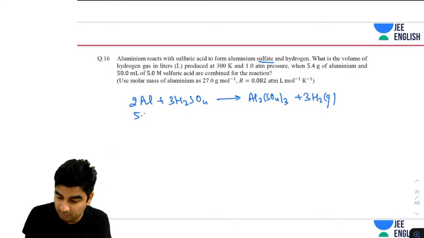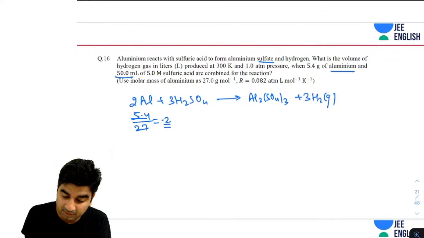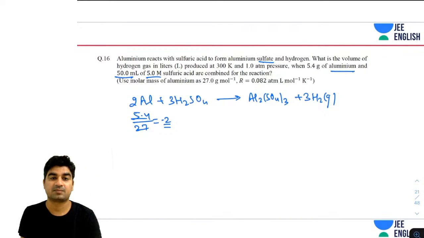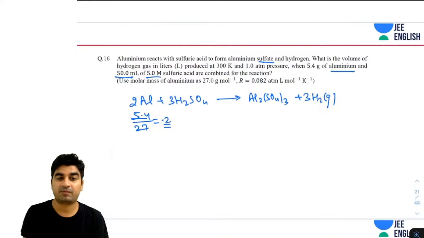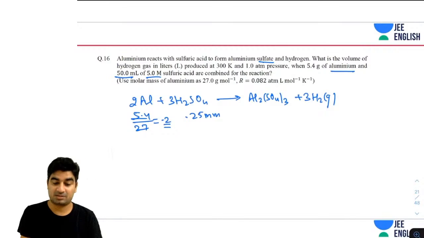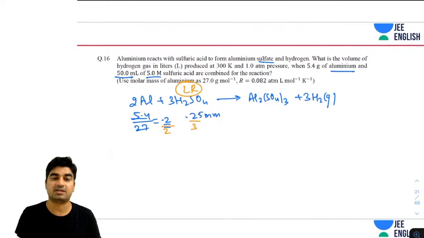So when they say 5.4 gram, it will be 0.2 mole, and 50 ml of 5 molar. So how many millimole of sulfuric acid will be there, guys? 50 into 5, 250 millimole. So guys, here just try to find out the limiting reagent. Just divide by 3 and divide by 2. You will be getting this as the limiting reagent. So it will be totally exhausted here.